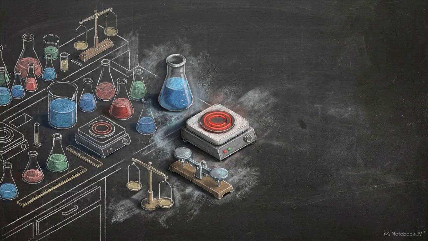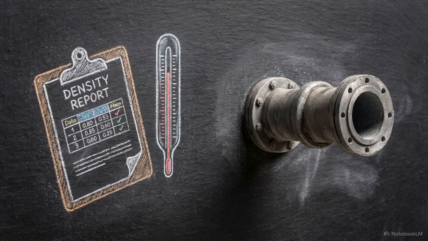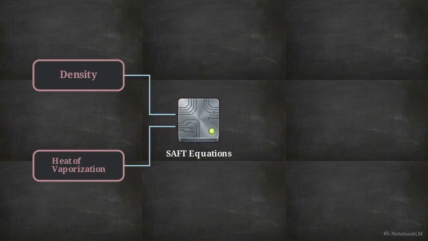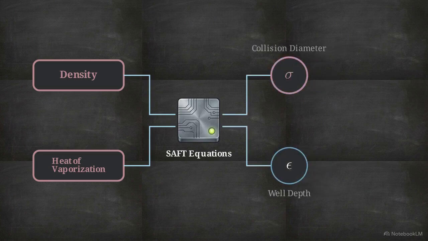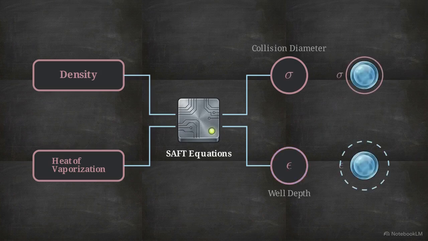The alternative is top-down parameterization, an approach that bypasses atomic-level reference simulations entirely. Rooted in chemical engineering, this method derives parameters by fitting them directly to macroscopic experimental data. This flowchart details the statistical associating fluid theory, or SAFT. We start with macroscopic inputs like density and heat of vaporization and feed them into the SAFT equations. The equations of state process that experimental data to determine the physical size, the collision diameter, and the attractive strength, the well depth, of our beads.